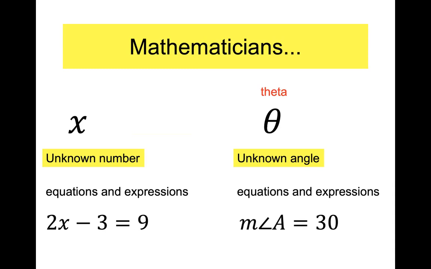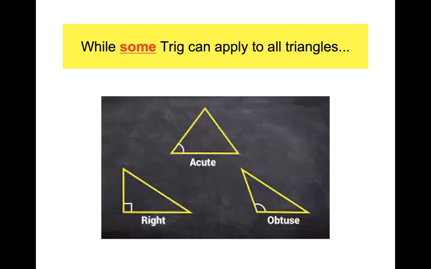So for instance, if the measure of angle A is 30, but you didn't know how big it was, you could say an unknown measure of angle, how big is the unknown angle, and you might solve it for 30. So replace x with theta. That's how it works. All right, back to our main task.